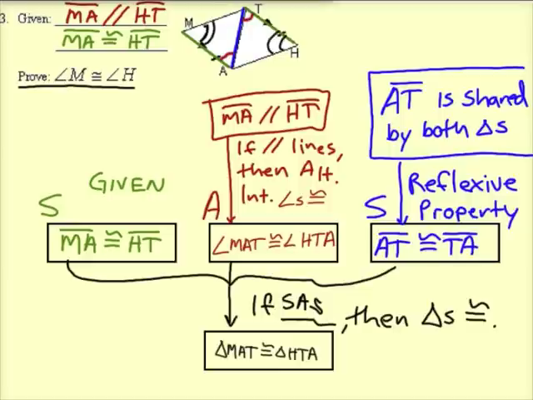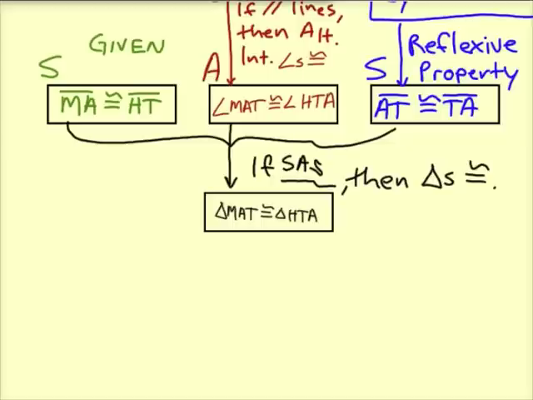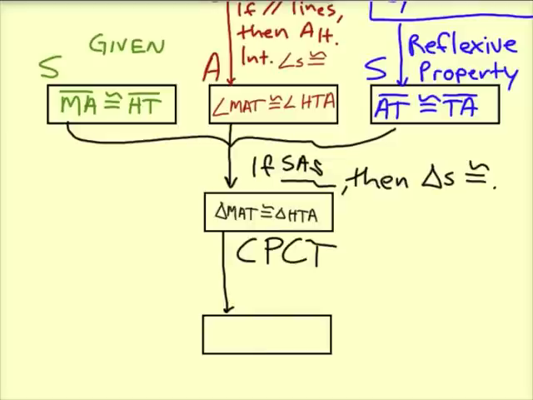Well, in order to do that, we're going to use the CPCTC. See, once we've established that the two triangles are congruent, then all of the parts of the two triangles are congruent. That's what CPCTC stands for: corresponding parts of congruent triangles are also congruent. And so we can say, given the fact that triangle MAT is congruent to HTA, that means angle M must be congruent to angle H. And now we're done with the proof.